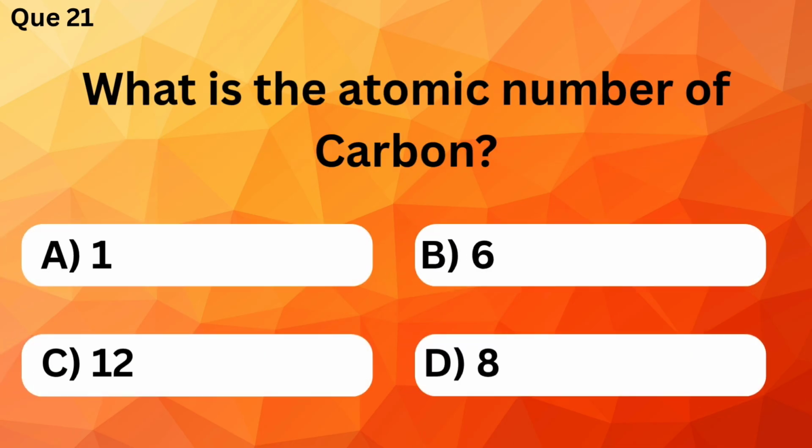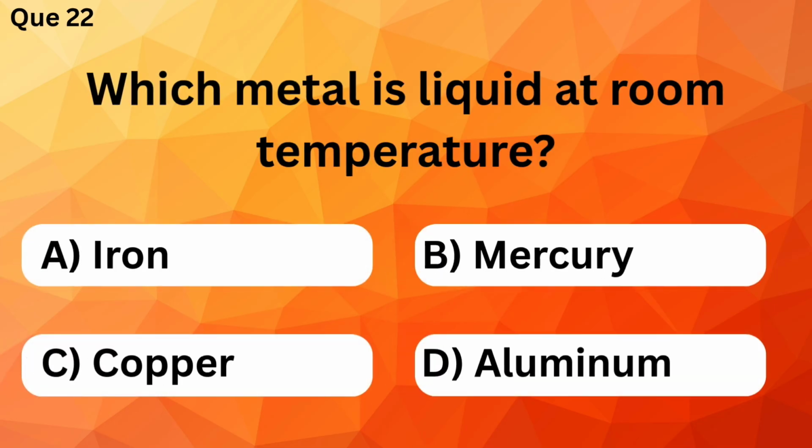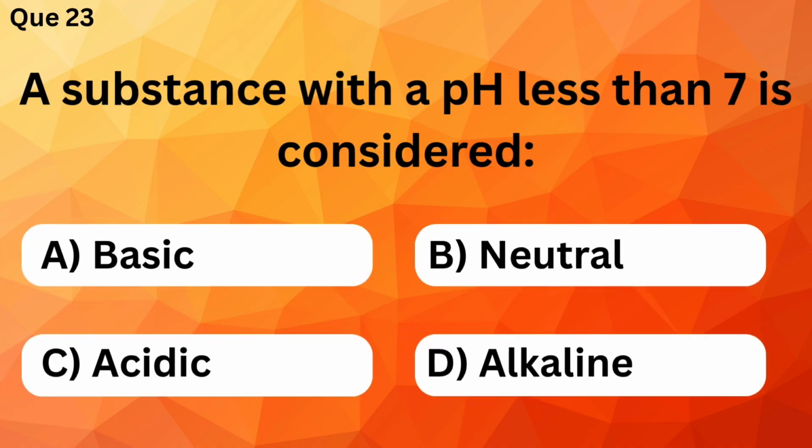What is the atomic number of carbon? B. 6. Which metal is liquid at room temperature? B. Mercury. A substance with a pH less than 7 is considered? C. Acidic.